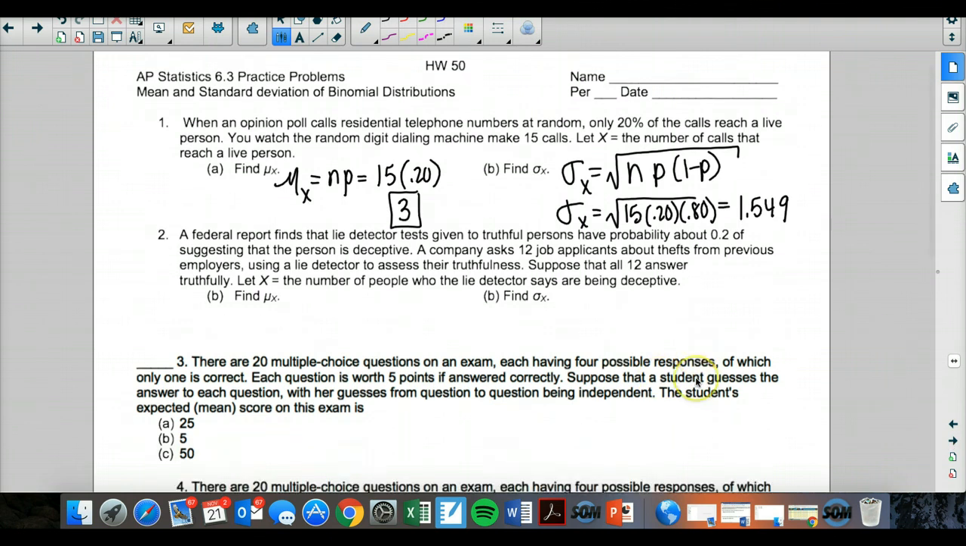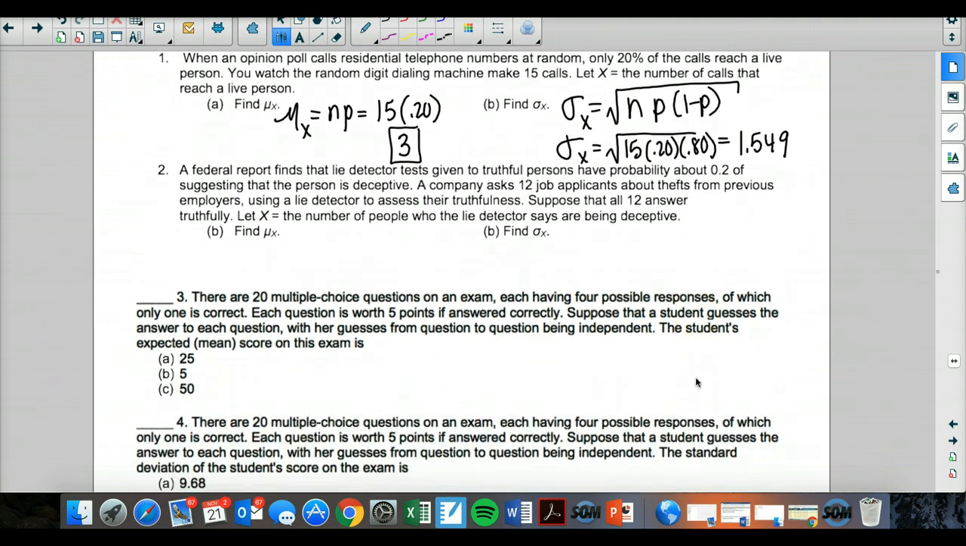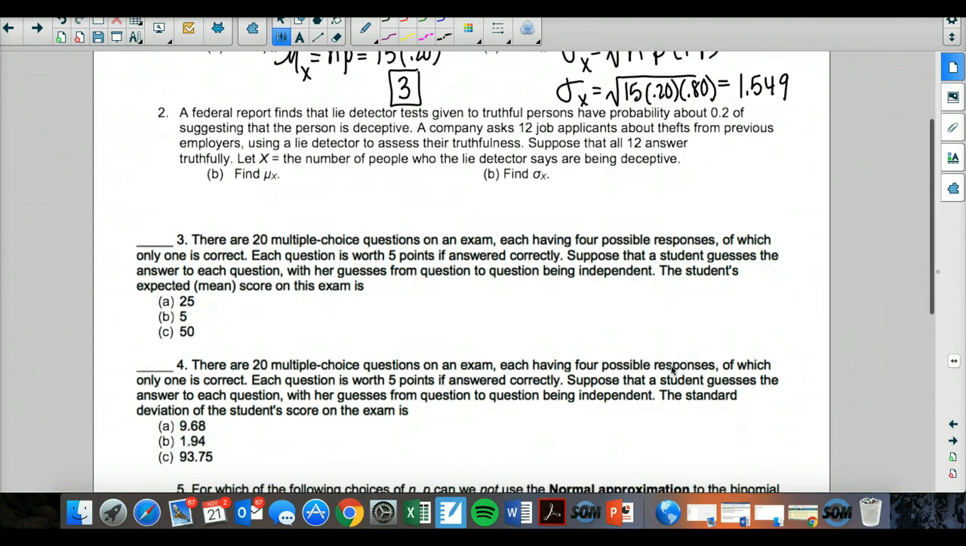Perfect. So a federal report says that a lie detector test given to truthful persons has a probability of 0.2 of suggesting that they're deceptive. A company asks 12 job applicants about theft from previous employers. Using a lie detector to assess their truthfulness, suppose that all 12 answer truthfully. Let x equal the number of people who lie detectors say are being deceptive. So mu sub x is 12 people times 20%. So 2.4 is my expected number, long run, of every 12 you ask that are truthful. Approximately 2.4 are what we expect to come back and say that they're lying.